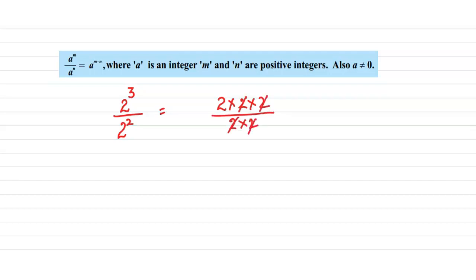So we see that the common factors can be cancelled out, and what is left? Only one copy of 2. That is same as 2 raised to power 3 minus 2. So hence we have verified the quotient rule.